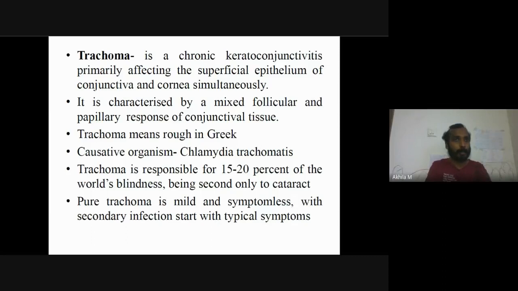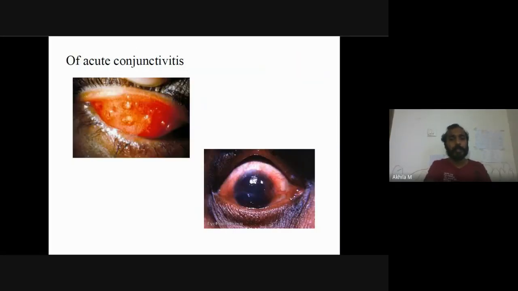So trachoma is a very important disease because of the causative organism Chlamydia trachomatis. It is a mild disease similar to conjunctivitis, but it affects the cornea also. It is a chronic keratoconjunctivitis. Pure or mild trachoma is symptomless. When there is a secondary infection, that will cause problems. In the minor or mild stages, it is similar to conjunctivitis.